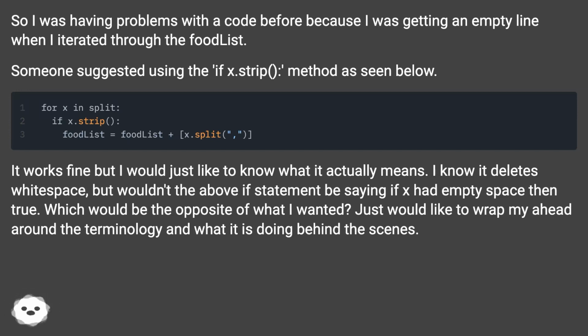I know it deletes whitespace, but wouldn't the above if statement be saying if x had empty space then true? Which would be the opposite of what I wanted. Just would like to wrap my head around the terminology and what it is doing behind the scenes.